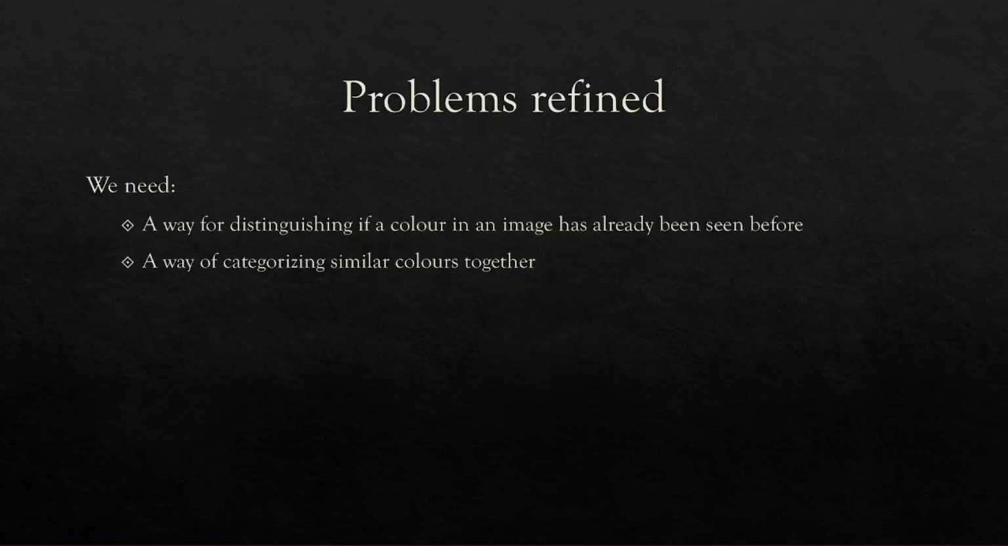So, what are the two problems we are actually looking to solve here? First, we need a way of checking our list of colors to see if we have already seen it before, while also staying within a time complexity that is below O of n. And second, we need a way of categorizing colors that are very similar together.